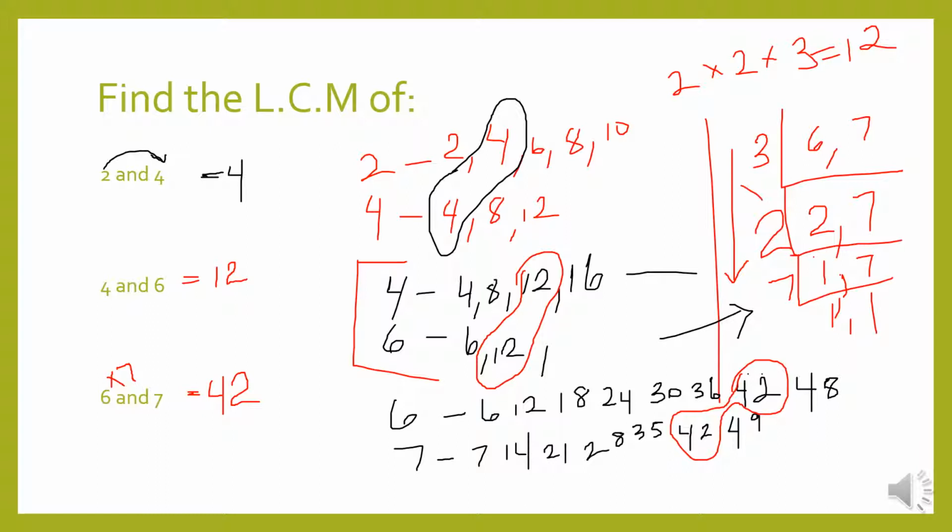To get the LCM, we multiply the numbers on the outside. What do we have? We have 3 times 2 times 7. It's going to give you the same thing. 3 2s are 6 times 7 is 42. So you still must know your 6 and 7 times tables, all your tables for that matter. So this is how we find the LCM.